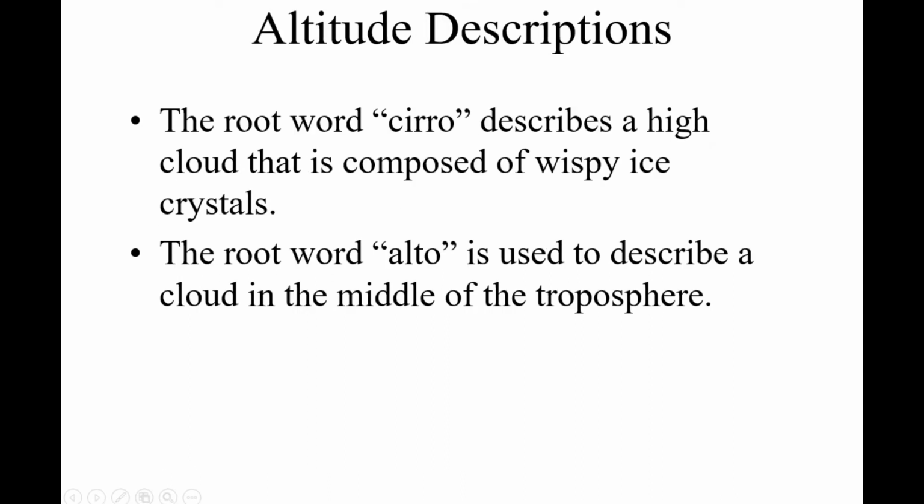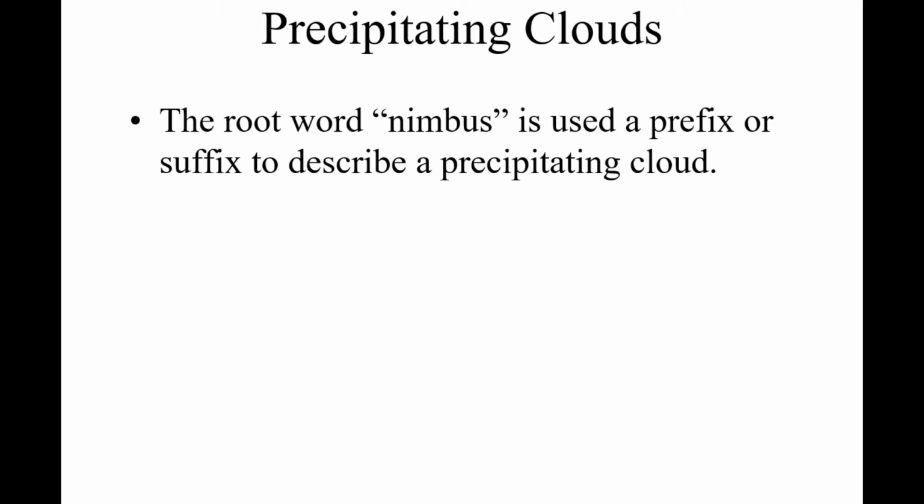And then we add in the altitude descriptions. The root word cirro, which means curl, describes high clouds that are composed of wispy ice crystals. Alto, which you may remember from the music world, describes a cloud in the middle of the troposphere. All of our weather happens in the bottom layer of the atmosphere, the troposphere. I may actually go into the layers of the atmosphere in a different one of these.